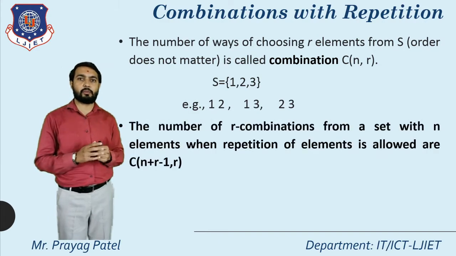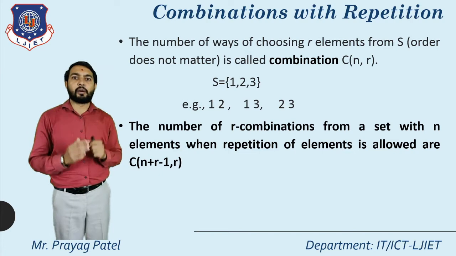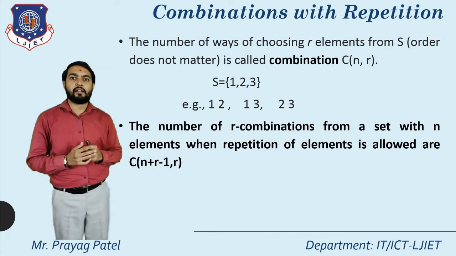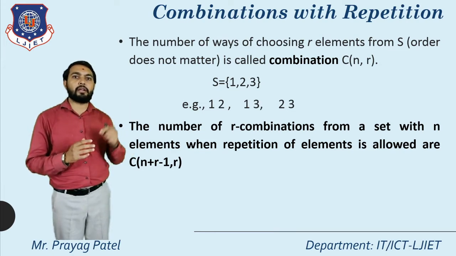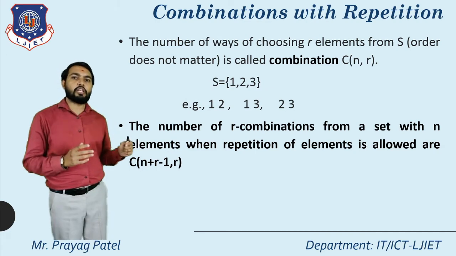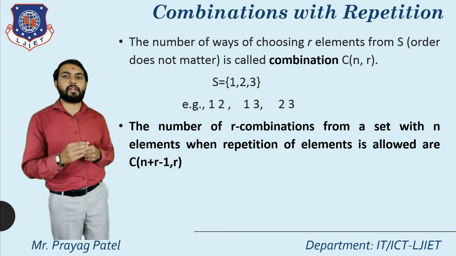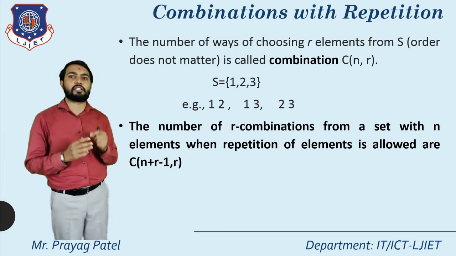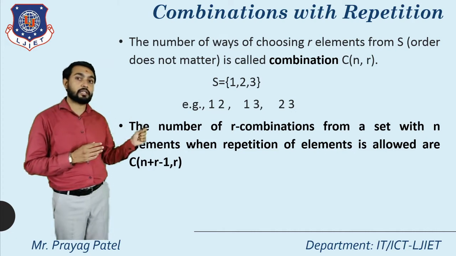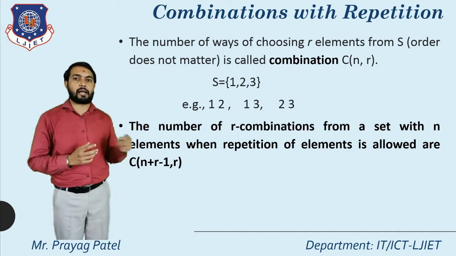Now we have to discuss the combination with repetition. The number of r combinations from a set of n elements, when repetitions of elements are allowed in the representation. Repetition means you can repeat the elements any number of times. Here the equation is C of n plus r minus 1, r. That means in place of nCr we can write n plus r minus 1 C r.